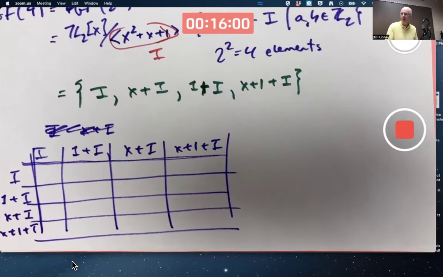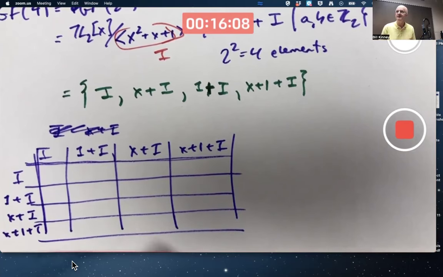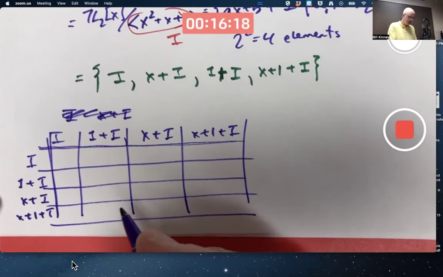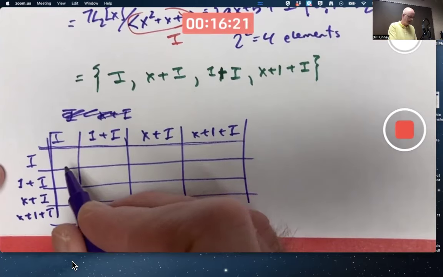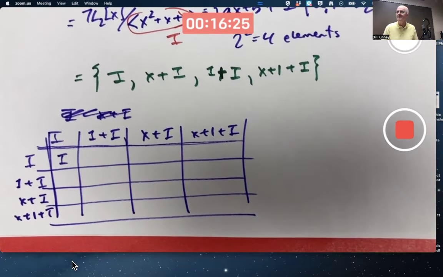In fact, a group of 4 elements, we know from the fundamental theorem of finite abelian groups, will be an abelian group with 4 elements. It's got to be isomorphic to either Z4, meaning it's cyclic, or the external direct product of Z2 with itself. Which one is it? Do your additions here. I plus itself is I. In fact, I is the 0 element. It's the same as 0 plus I.